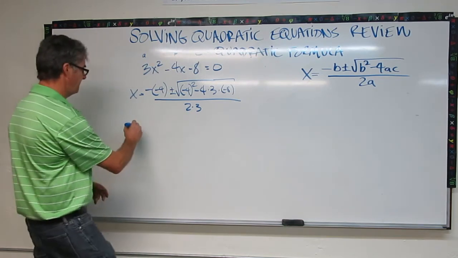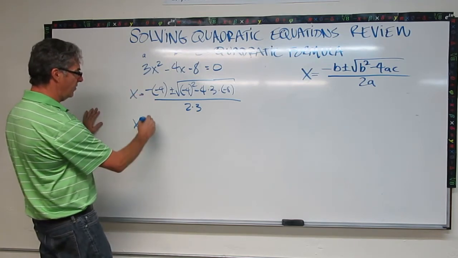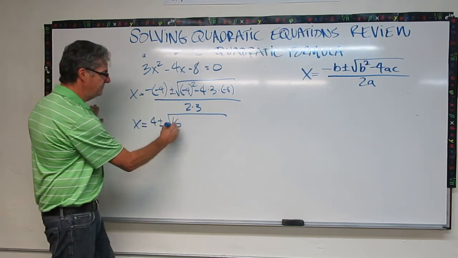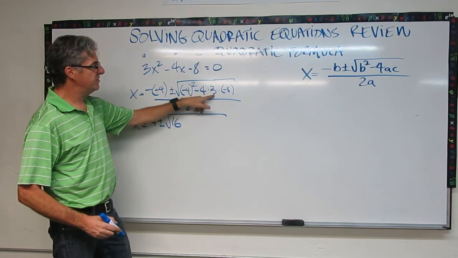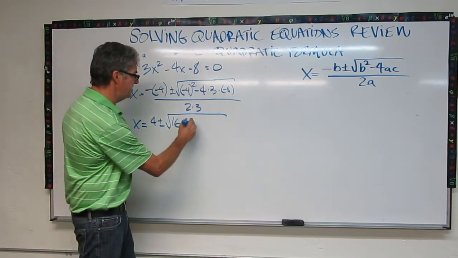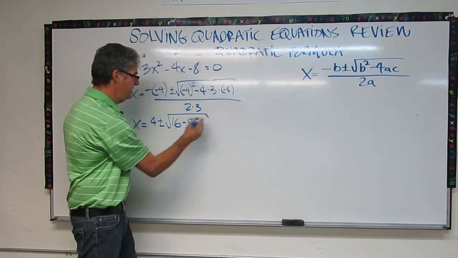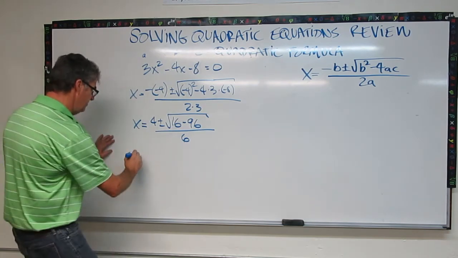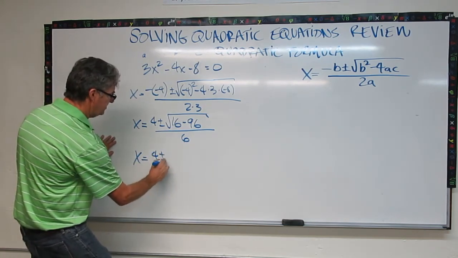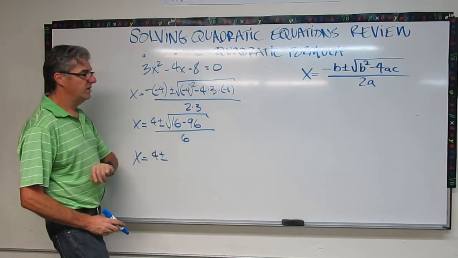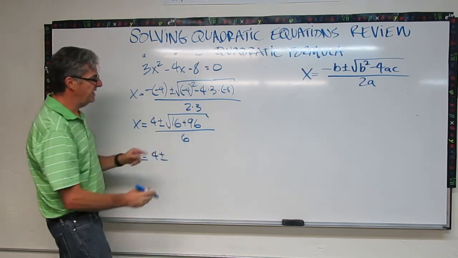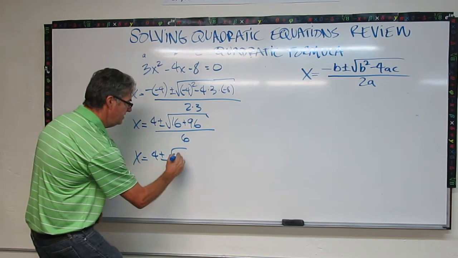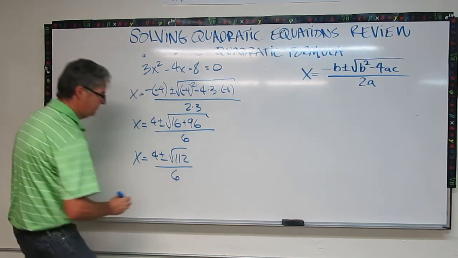Now we can start crunching. x equals, negative 4 is just 4, plus or minus, negative 4 squared is 16, negative 4 times 3 times negative 8 is minus 96. I don't need that. This is all over 6. Okay? Now let's continue. 4 plus or minus. What did I do wrong? That's a plus. I have minus times a minus, so that's a plus. So this becomes root 112 over 6.